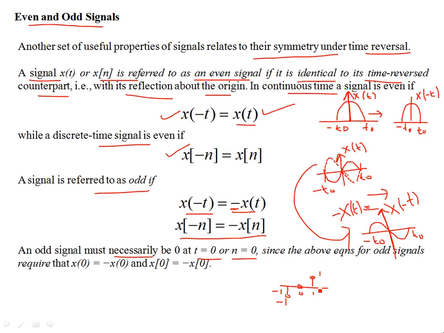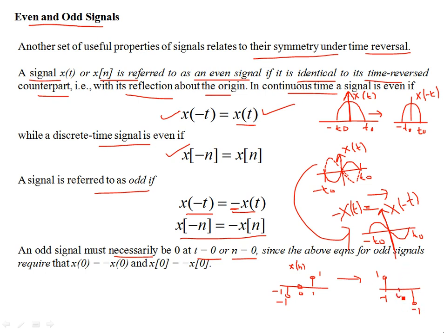You can see this is not an even signal. This is x of n. If you flip it around n equal to 0 under time reversal, what's going to happen is that the amplitude minus 1 becomes 1, and the amplitude 1 becomes minus 1.